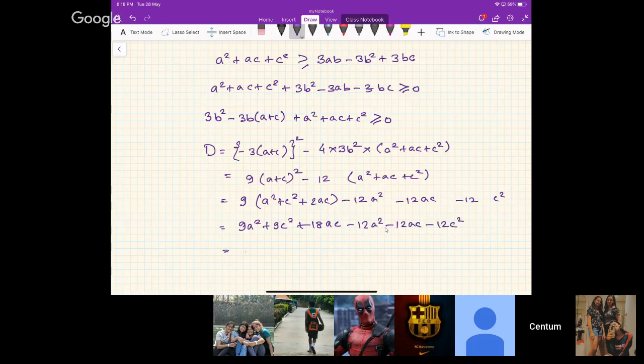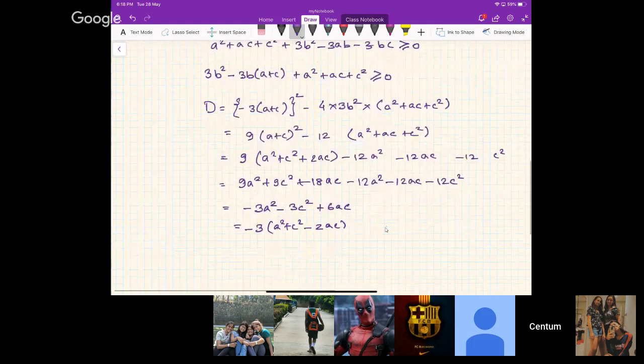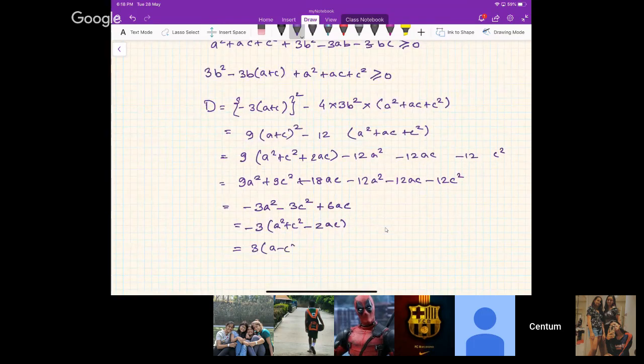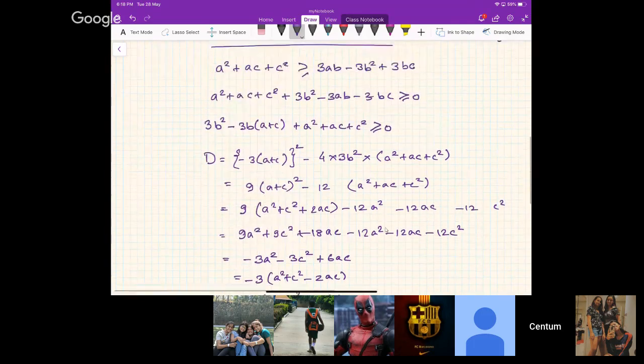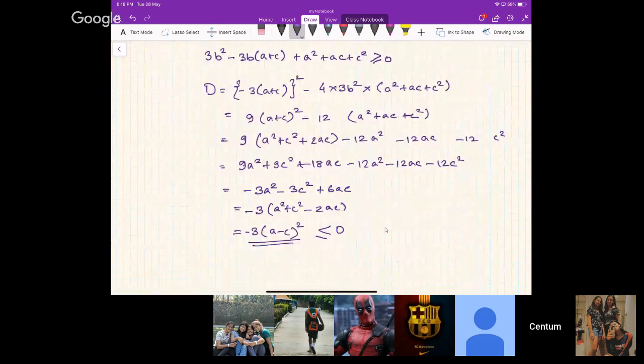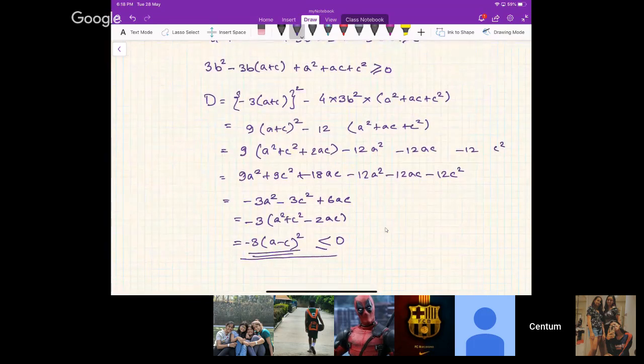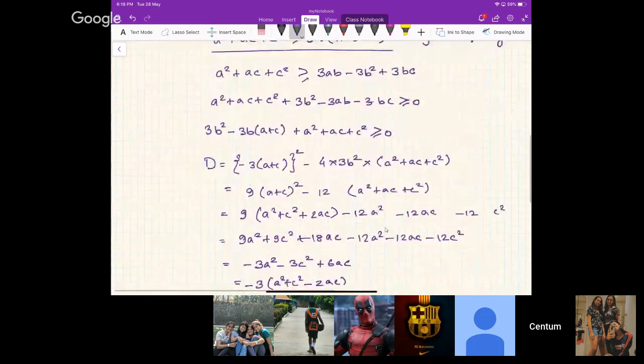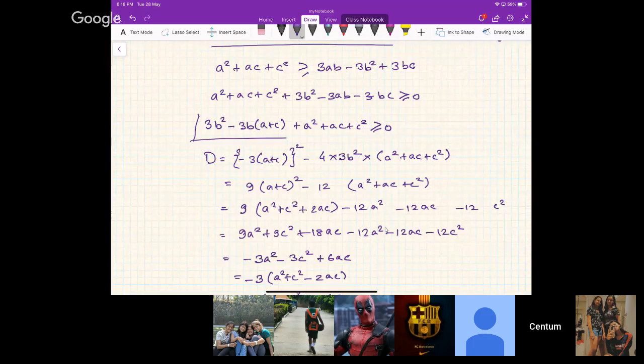So this means what is left? Minus 3a square is left. Then minus 3c square will be left. Then plus 6ac is left. If I take minus 3 common, you'll get a square plus c square minus 2ac, right? Which is nothing but minus 3 times a minus c whole square, right? And which is clearly less than or equal to 0. Why equal to? Because a could be equal to c, right? So the discriminant is less than or equal to 0. That means the expression must be greater than or equal to 0, and hence this inequality is true.